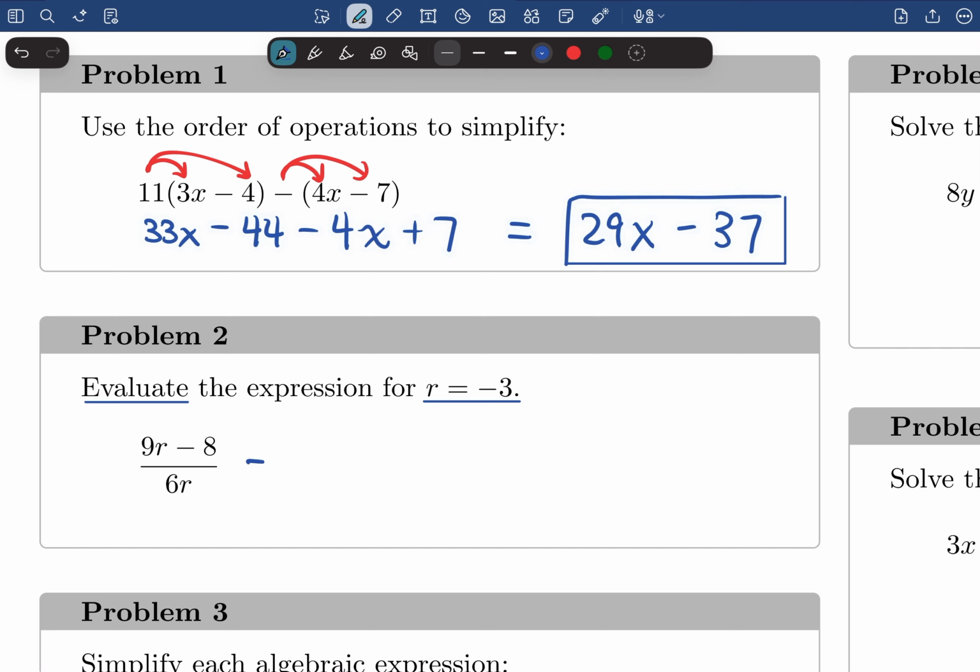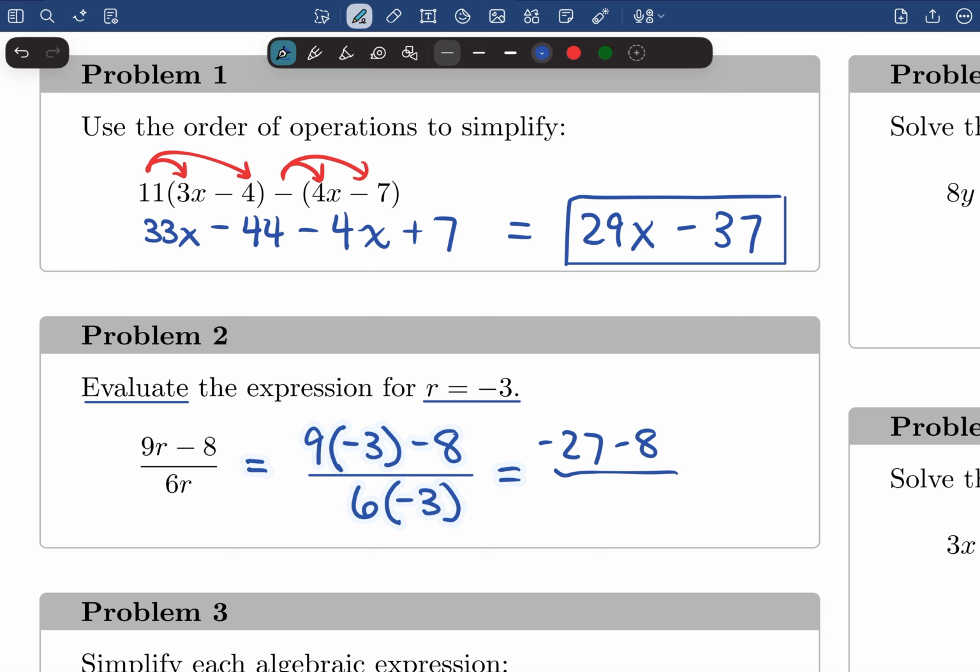Here we go. So I start writing the expression again, like 9, but when I see the r, I replace it with negative 3 in parentheses. And then I continue to write the expression. Oh, I see r again, so I'm going to replace that r with multiplication by negative 3. And so now I think, what's 9 times negative 3? Well, that's negative 27, and that's minus 8. And that's divided by 6 times negative 3, which is negative 18.